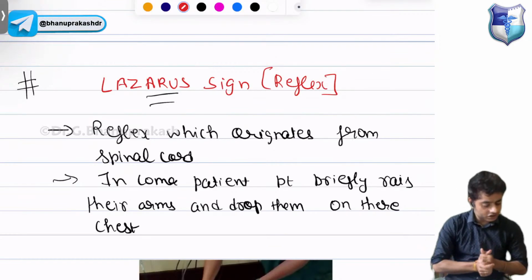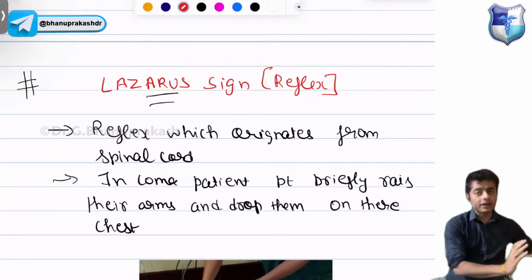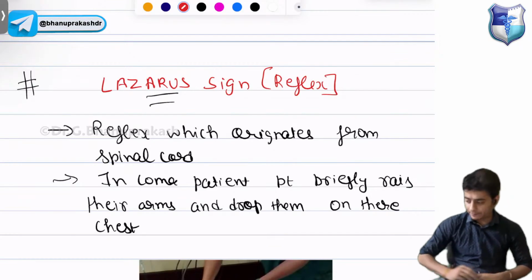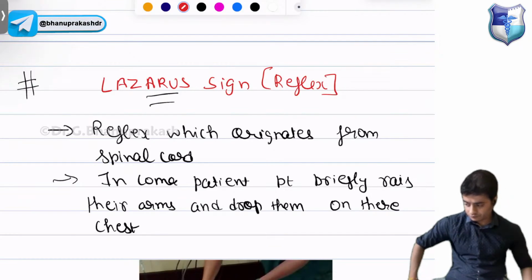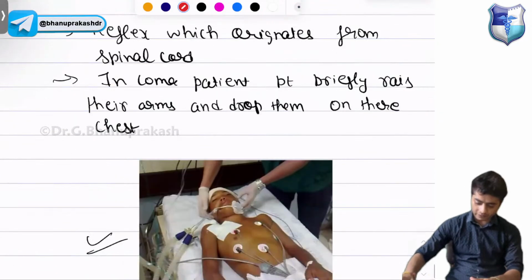Okay, everyone, understood? Just give me a thumbs up. Why is Lazarus sign happening? Because the brainstem is dead, but the spinal cord is intact now. That's why this reflex is happening.